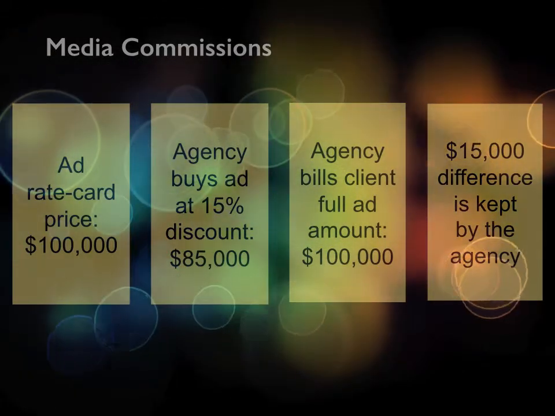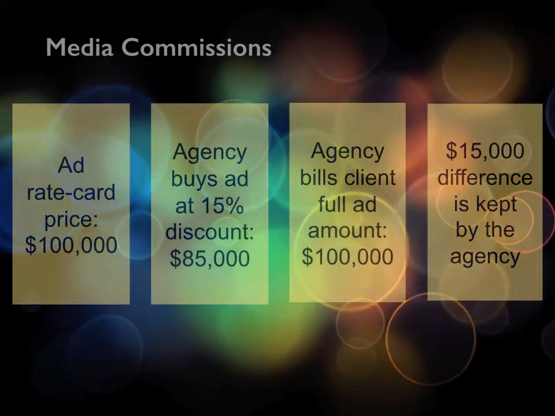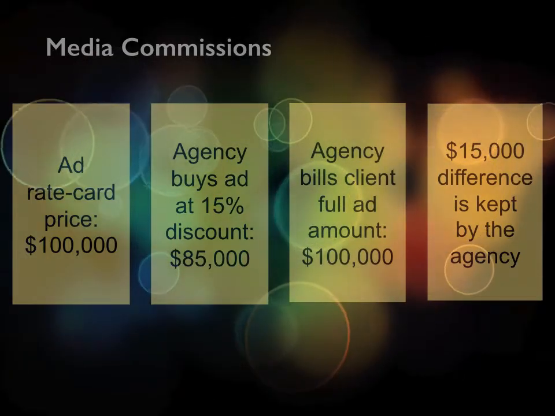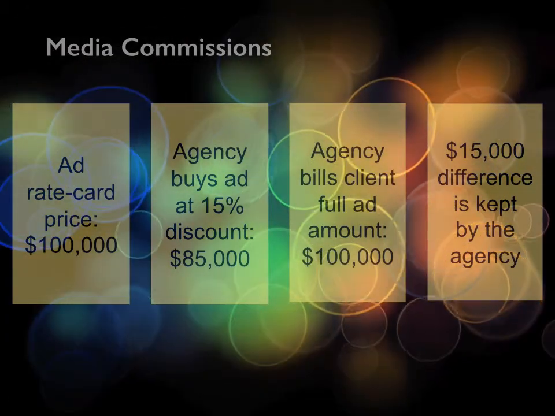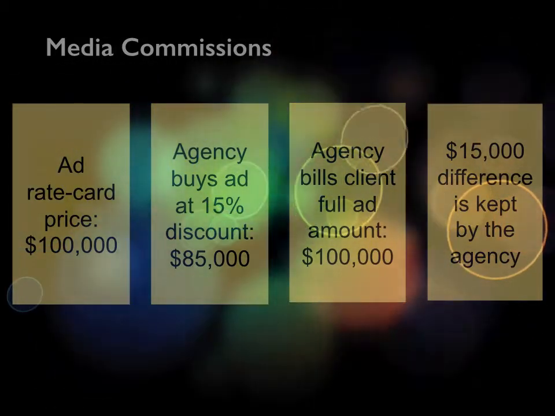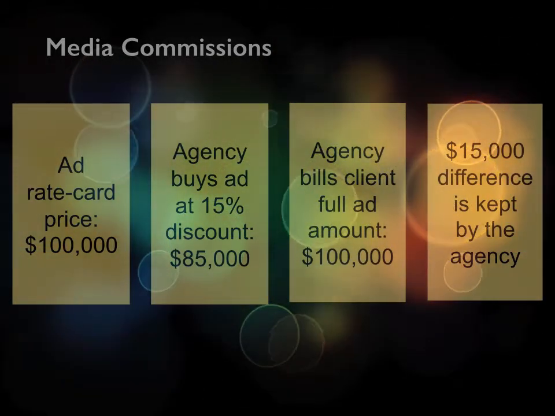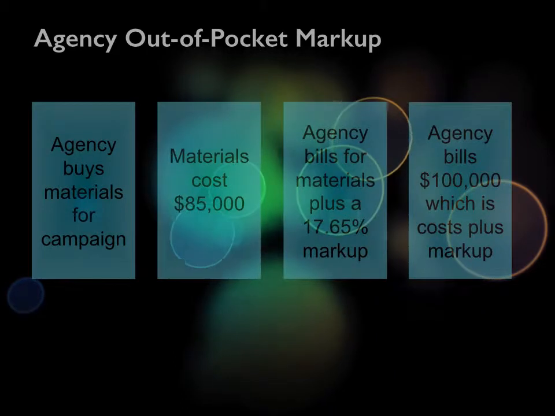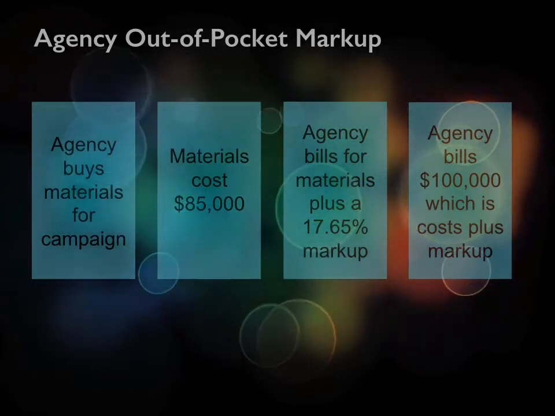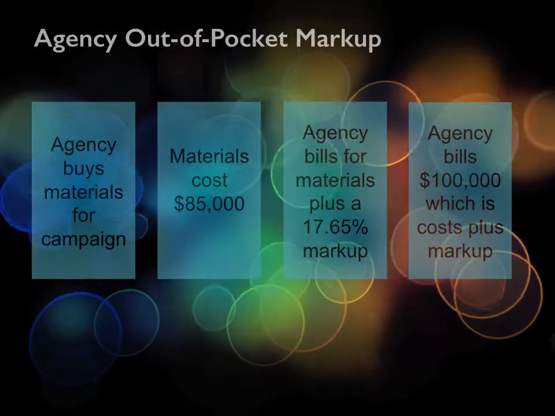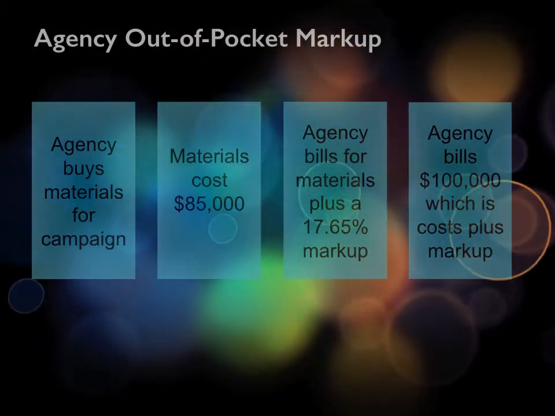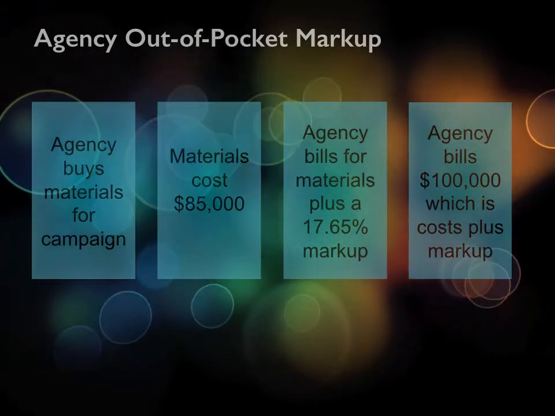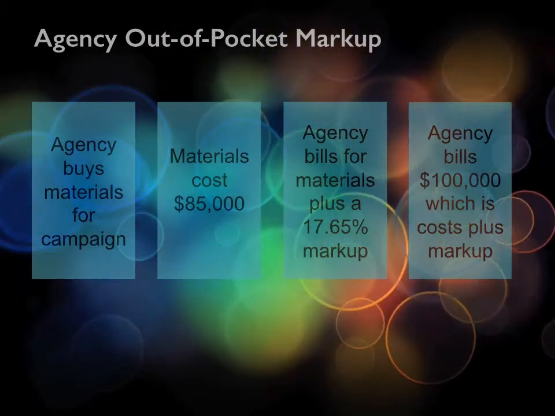So media commissions, this is how it kind of worked, and this is also written up in your book. You buy something for $100,000, you get a discount from the newspaper, and then you charge your client the full price. So you're making that difference. That was money on media buying. Now that's changed a lot, and things have really changed. You can do out-of-pocket markups. So this is the thing you would all understand. The materials cost you $85,000. You may put a markup of 17.65%, and you bill the agency the additional money.